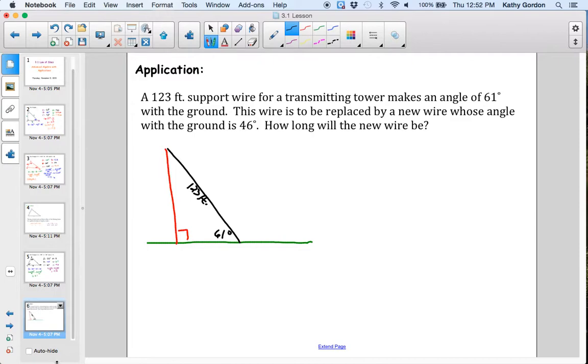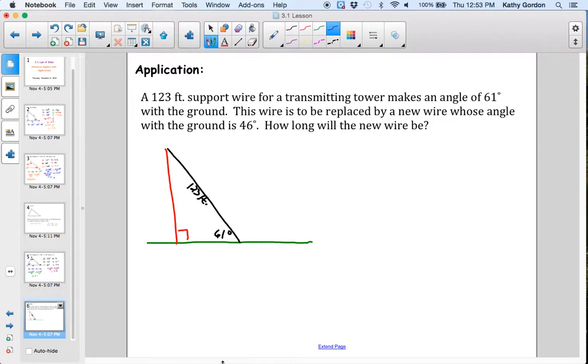But that wire is going to get replaced with a new wire. Our new wire is going to create a 46 degree angle with the ground. Would you imagine that this new wire is going to be attached closer to the tower or farther away from the tower? Closer.